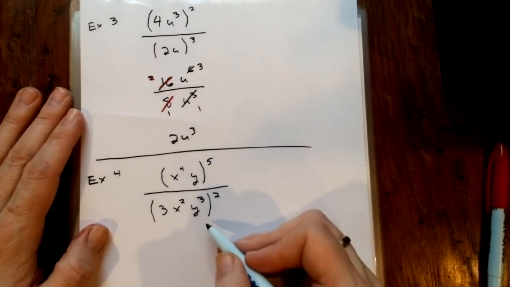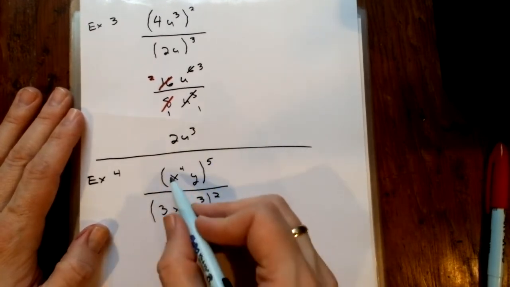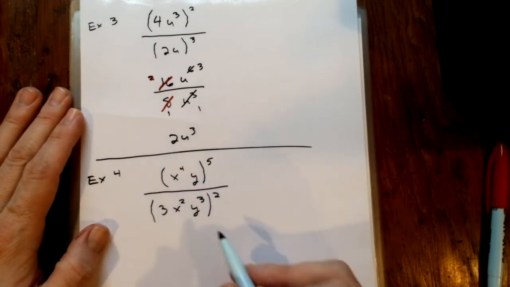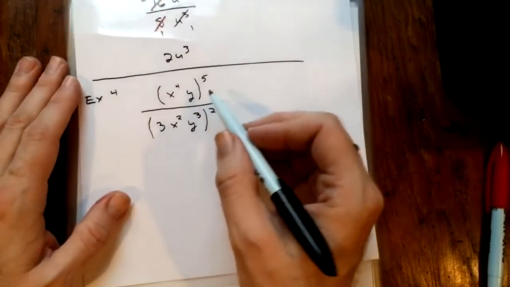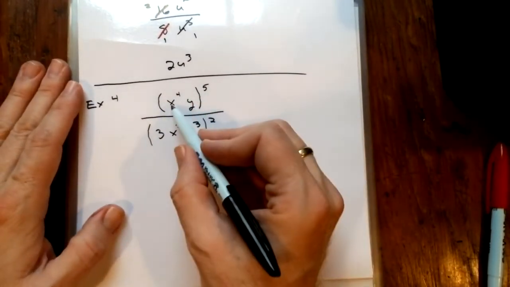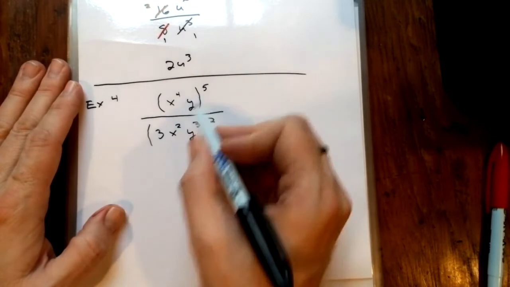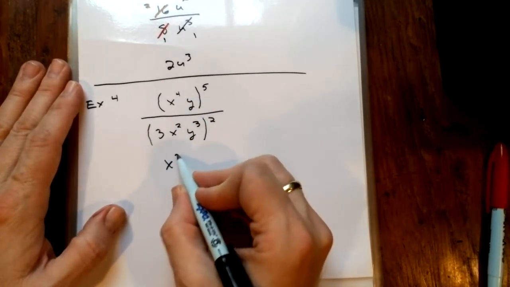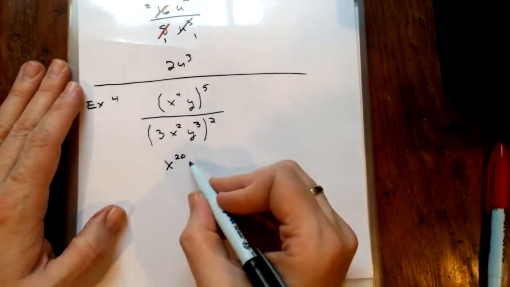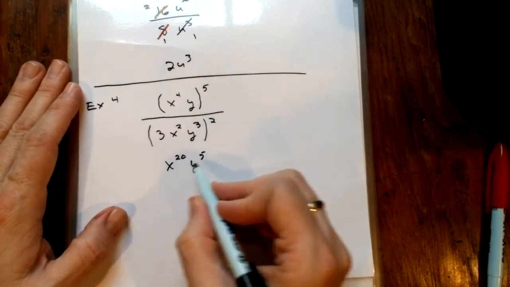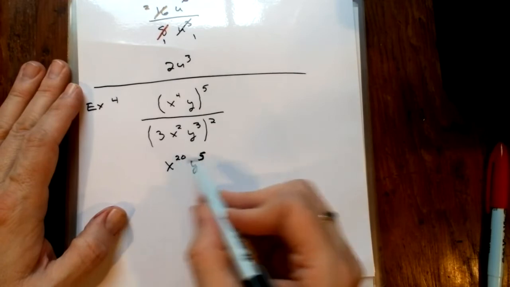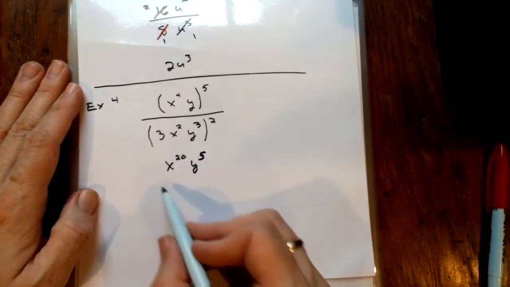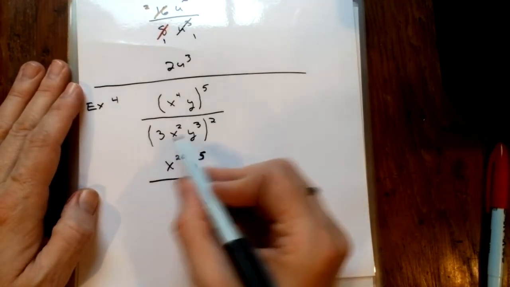Again, two separate sets of parentheses. If I could simplify inside these individual sets of parentheses, I would. I can't. So let's go ahead and just apply our power rules. X to the fourth to the fifth would be x to the 20th. I'll have my y to the fifth. Don't let the larger exponents fool you. They're just numbers.